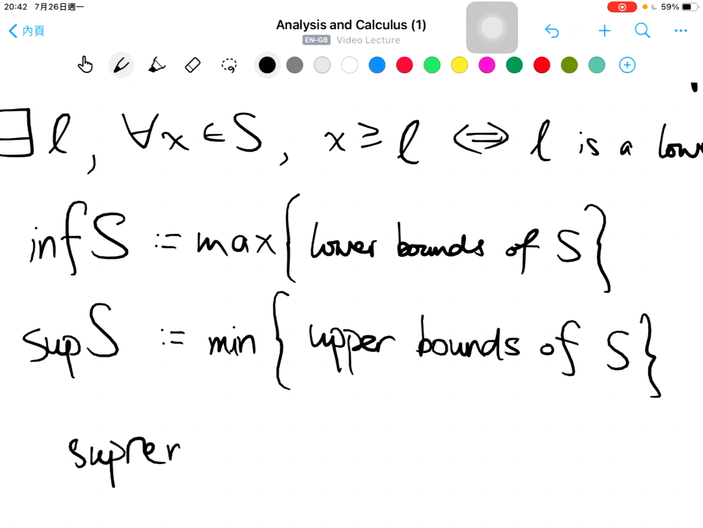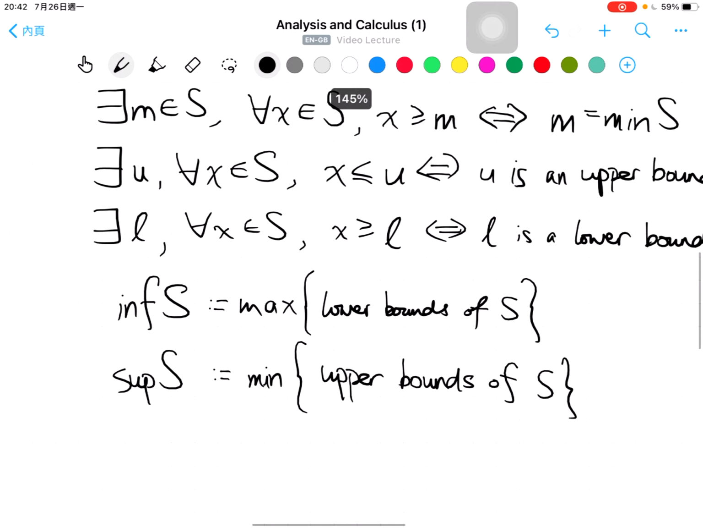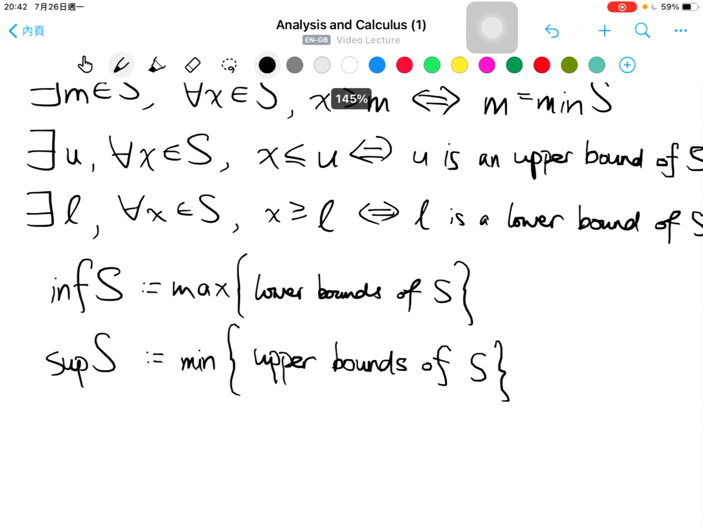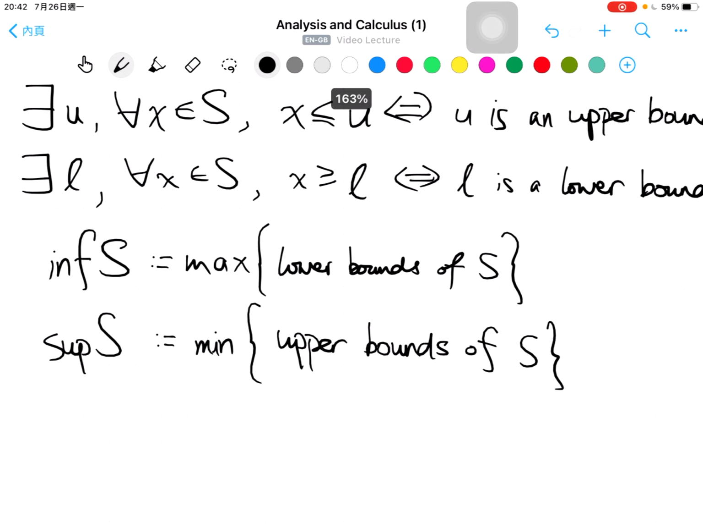Supremum, spelled this way. Is there any way we can just directly use elements in a set S to determine the infimum and the supremum, without needing to know the set of lower bounds and the set of upper bounds of the set S? Yes, of course. Of course, we do.